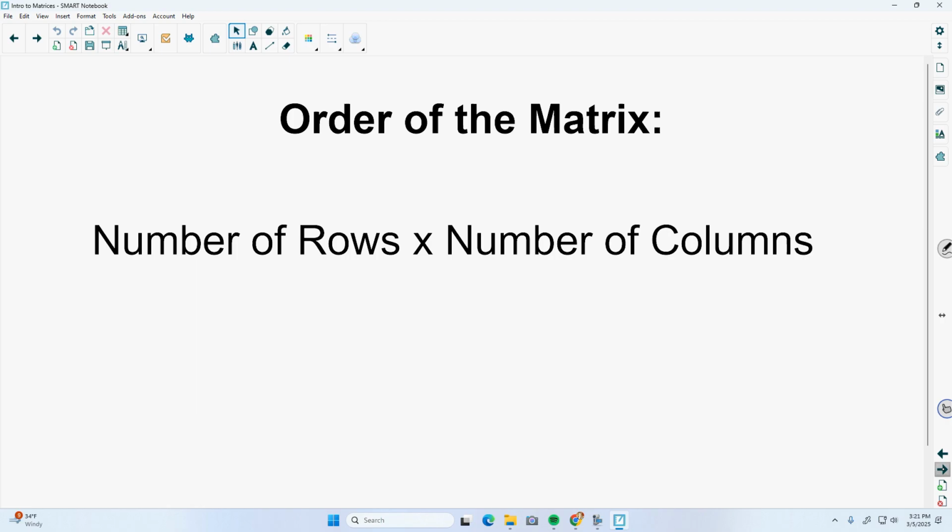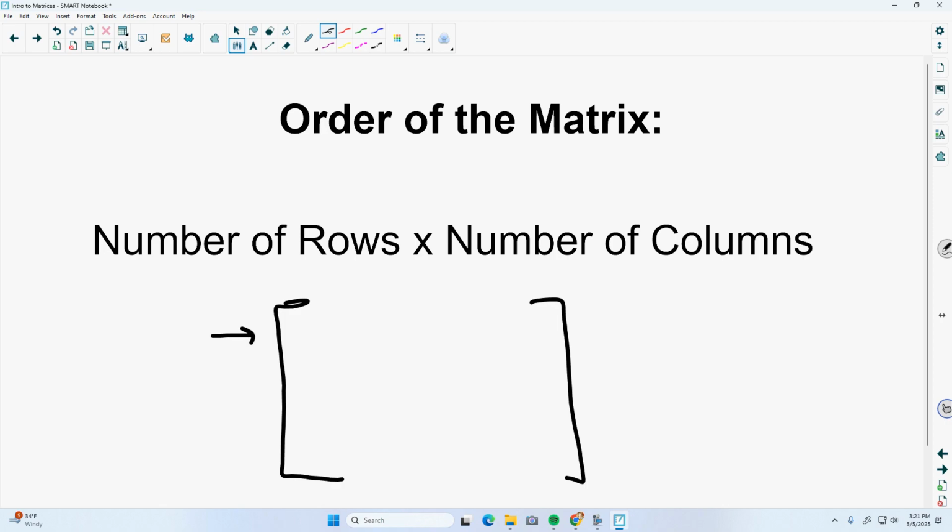Okay, the order of a matrix is going to be very important for a lot of things we do. We name the order of a matrix based on the number of rows and the number of columns. When we're talking about these matrices, we use these brackets. We're going to fill them with different elements. We've got rows, so our rows go across. Like we could have row 1, row 2, row 3, so on and so forth.